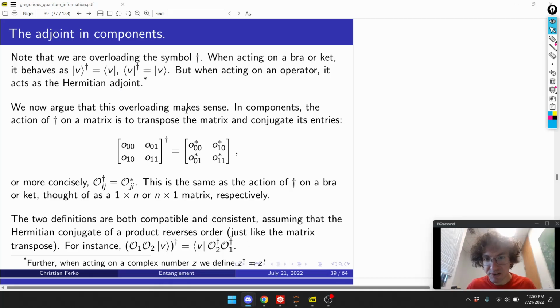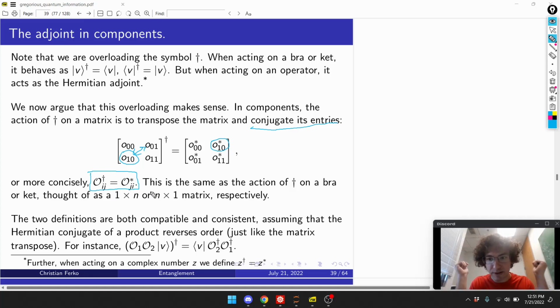Why does this overloading make sense? Well, I claim that if we write an operator as a matrix in components, what dagger does is it transposes the matrix. So what does transposing a matrix mean? It means I flip all of the elements across the diagonal. So O10 in the bottom left goes to O10 in the top right, and vice versa. And then I conjugate all of the entries. So dagger is conjugation and flipping, transposing. Or to be more concise, O dagger ij is O conjugate ji.